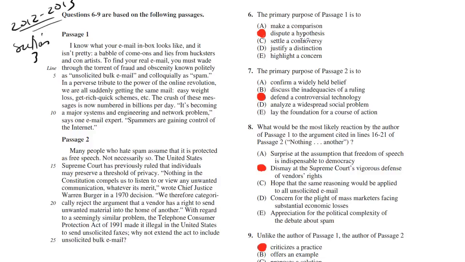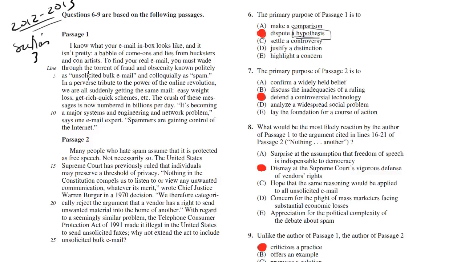Now, the student put B, dispute a hypothesis. First off, a hypothesis is like a theory or an attempted explanation of some kind of data. So the question is, what is the hypothesis here? In the first place, that would be disputed. It's not at all clear what the hypothesis would be. It seems to be just introducing this concept of spam. There's no actual theory here, right?